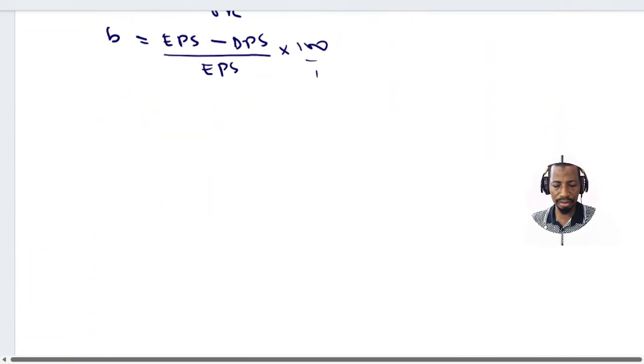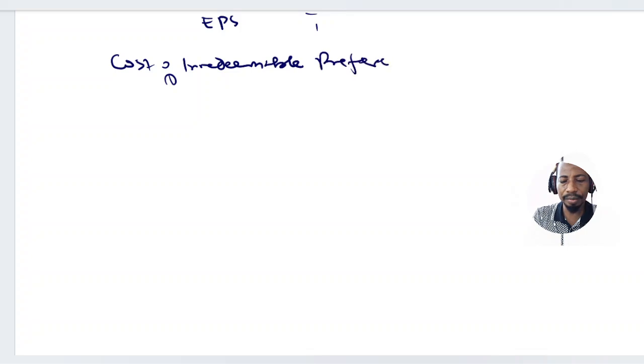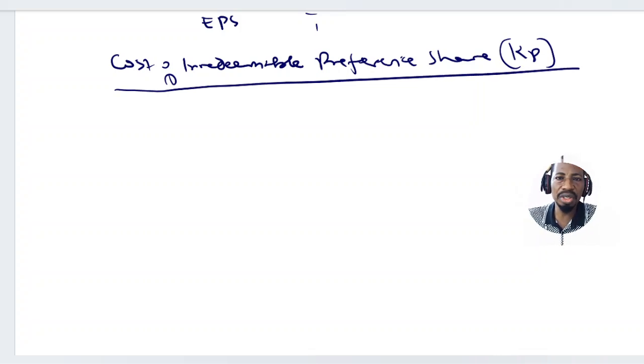Let's talk about irredeemable first. Cost of irredeemable preference share, Kp. If a preference share is irredeemable, it means the company will pay only the fixed dividend to perpetuity, but the principal amount will not be repaid. The irredeemable preference share is the one in which the company will pay the fixed dividend to perpetuity, but will not repay the principal at the maturity date.